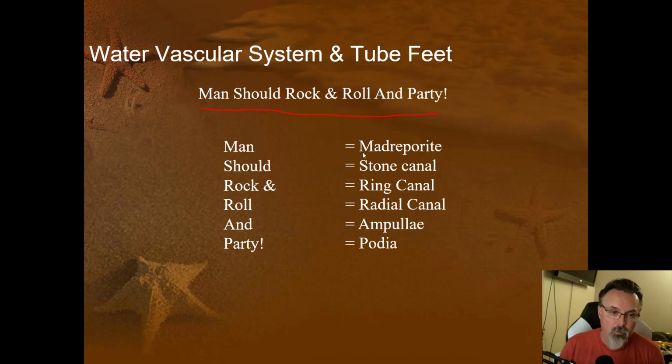Water comes in through the madreporite, goes into the stone canal, fills the ring canal, down the arms through the radial canals, into the little ampullae, and finally into the podia, which are the tube feet. And that's where ultimately the sea star movement comes from.